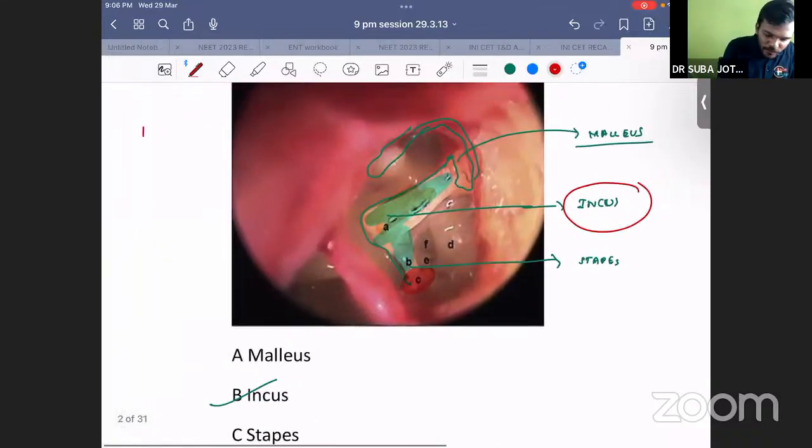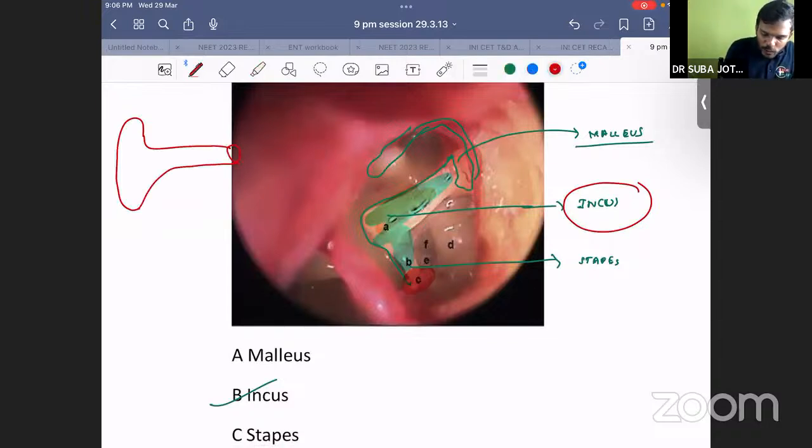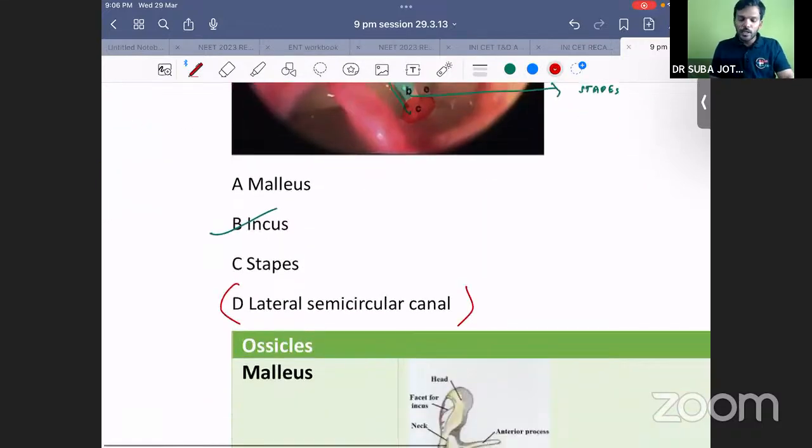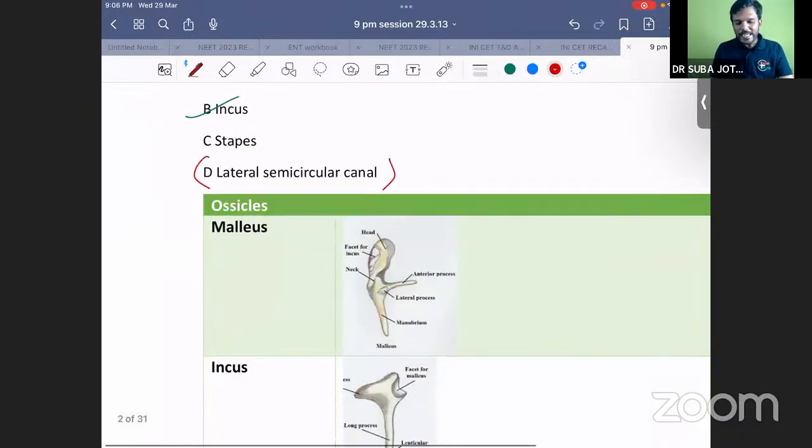See here, if this is the pinna, this is the ear canal. We are putting the endoscope through this structure and we are visualizing here. So in this area, you could see only the ossicles and some of the middle ear structures, not the lateral semicircular canal. Before going into that detail, we just have to discuss the shape of the ossicles and how to identify them.